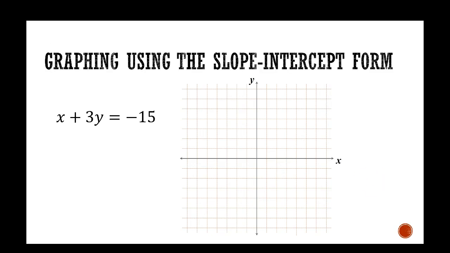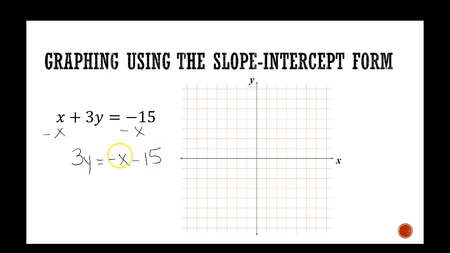Okay, so the next example is, what happens if it's not in slope-intercept form? Well, we're going to go back to those last slides where we had to put it in slope-intercept form, and that's what we're going to do. So we're going to take this equation, put it in slope-intercept form, and then graph it. So I'm going to subtract x, and the more you practice these, the better you'll get at them.